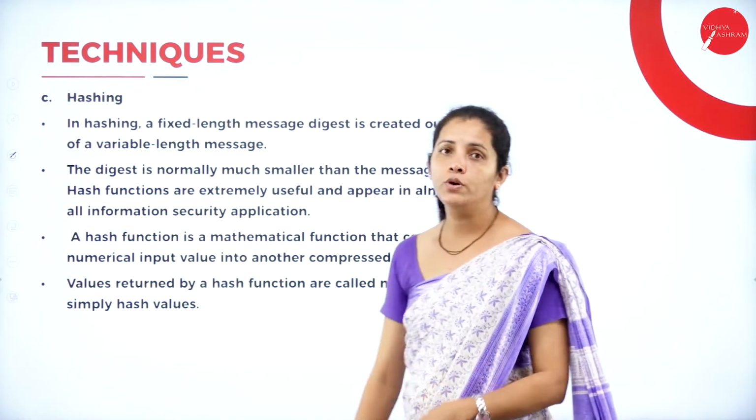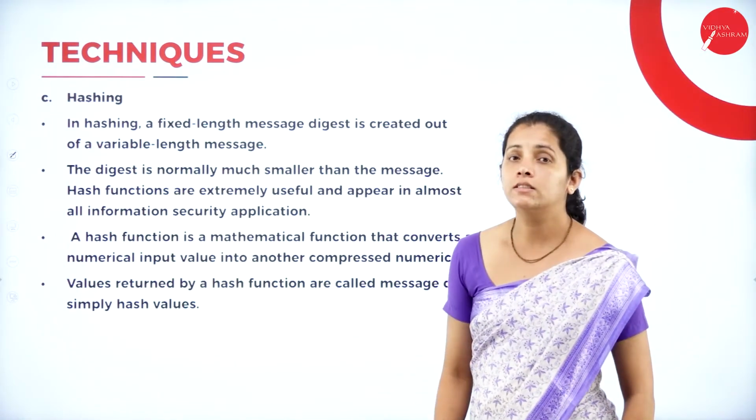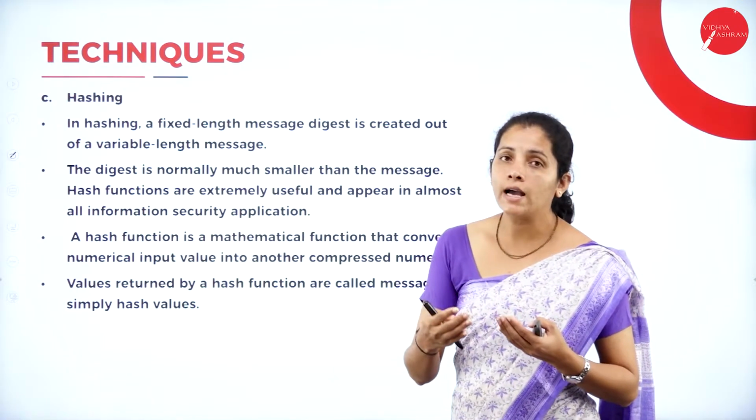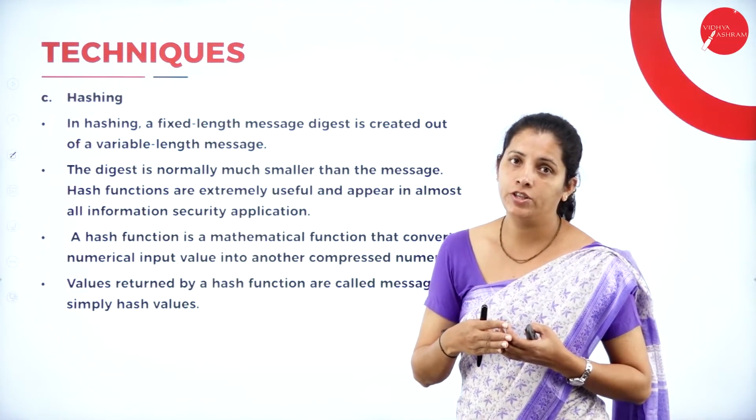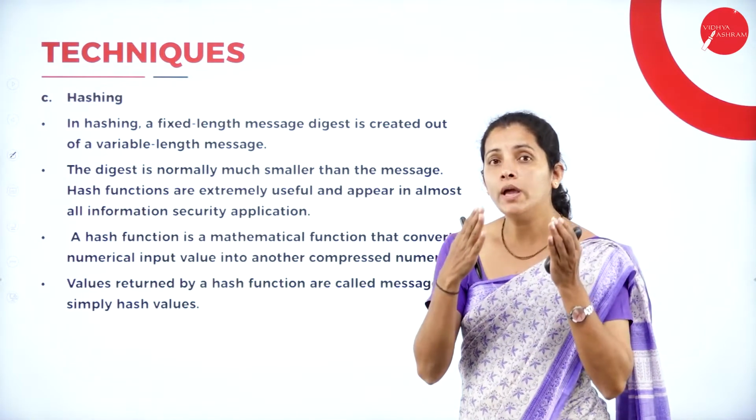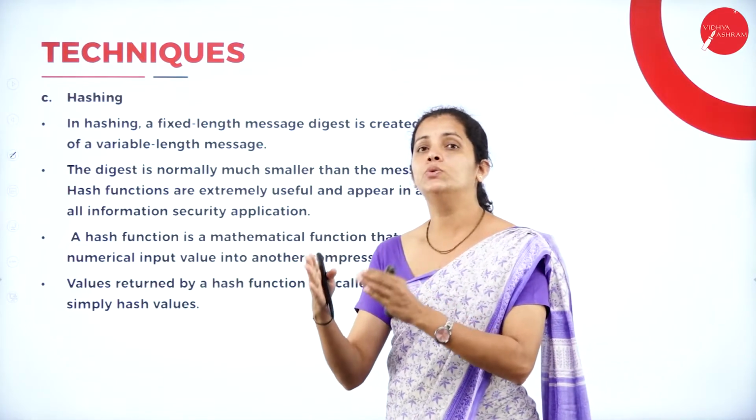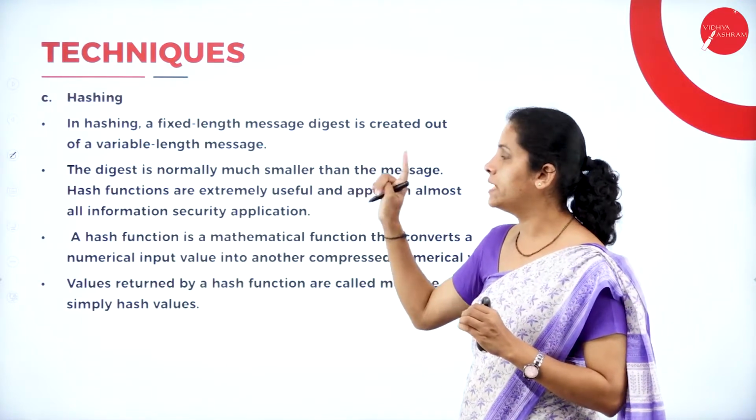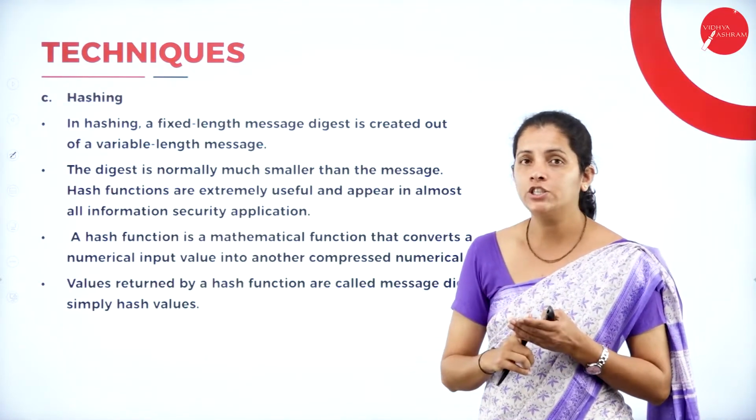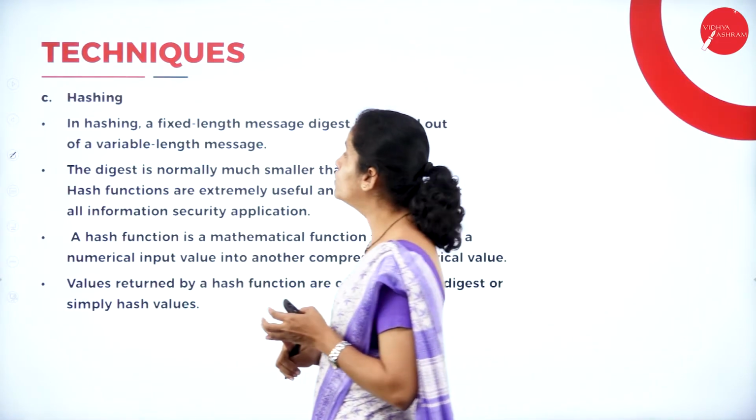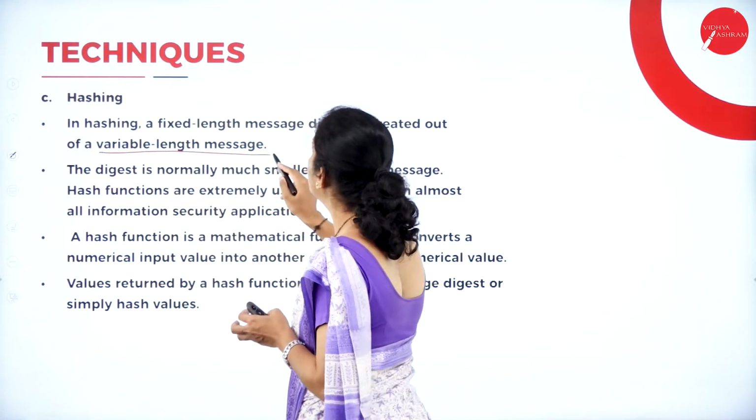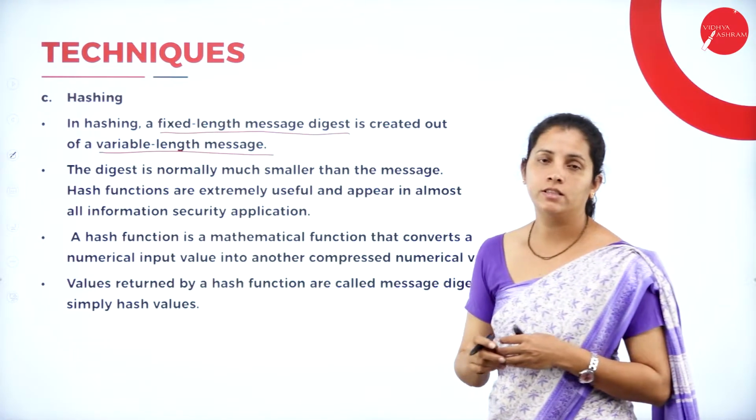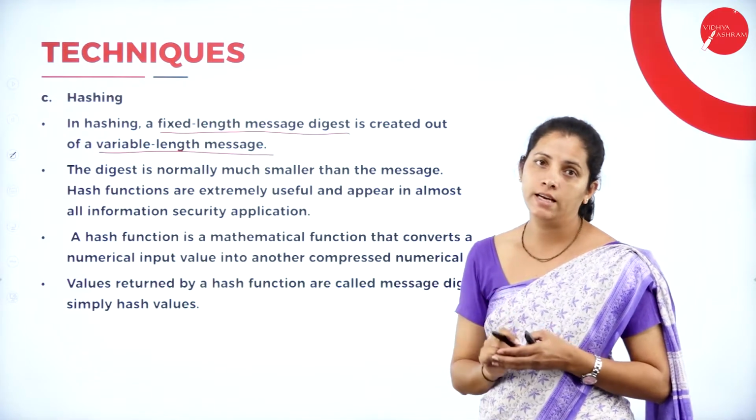Moving further, I'm going to have hashing. So this is the third type, that is hashing. So what is hashing? Why do I require hashing? To convert variable length data into some fixed length, I'm going to use hashing. That means by using hash technology, I can convert the variable length message into the fixed length digest. That is the fixed length message digest.